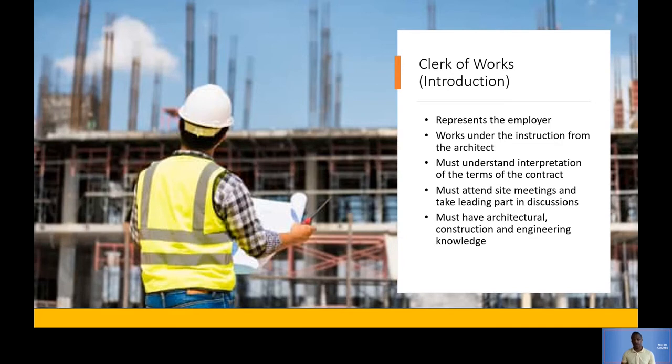So he would have been briefed by the architect as to what's going on on site. Here are the drawings, here is all the documentation that's needed. And then the clerk of works works under the architect because he is based on site. And then he must understand the interpretation of the terms of the contract. So during construction, the clerk of works is the person who is an expert in understanding the actual contract and the actual drawings from the architect.